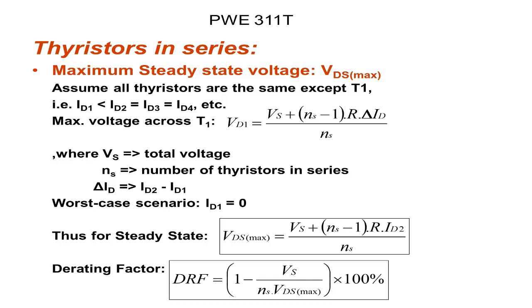So thus for steady state, we can easily write that the VDS maximum is Vs plus (Ns minus 1) by R times ID2 divided by Ns. And we can also include the derating factor, and the derating factor will give you 1 minus Vs all over Ns VDS maximum. Okay, you can convert that to a percentage.